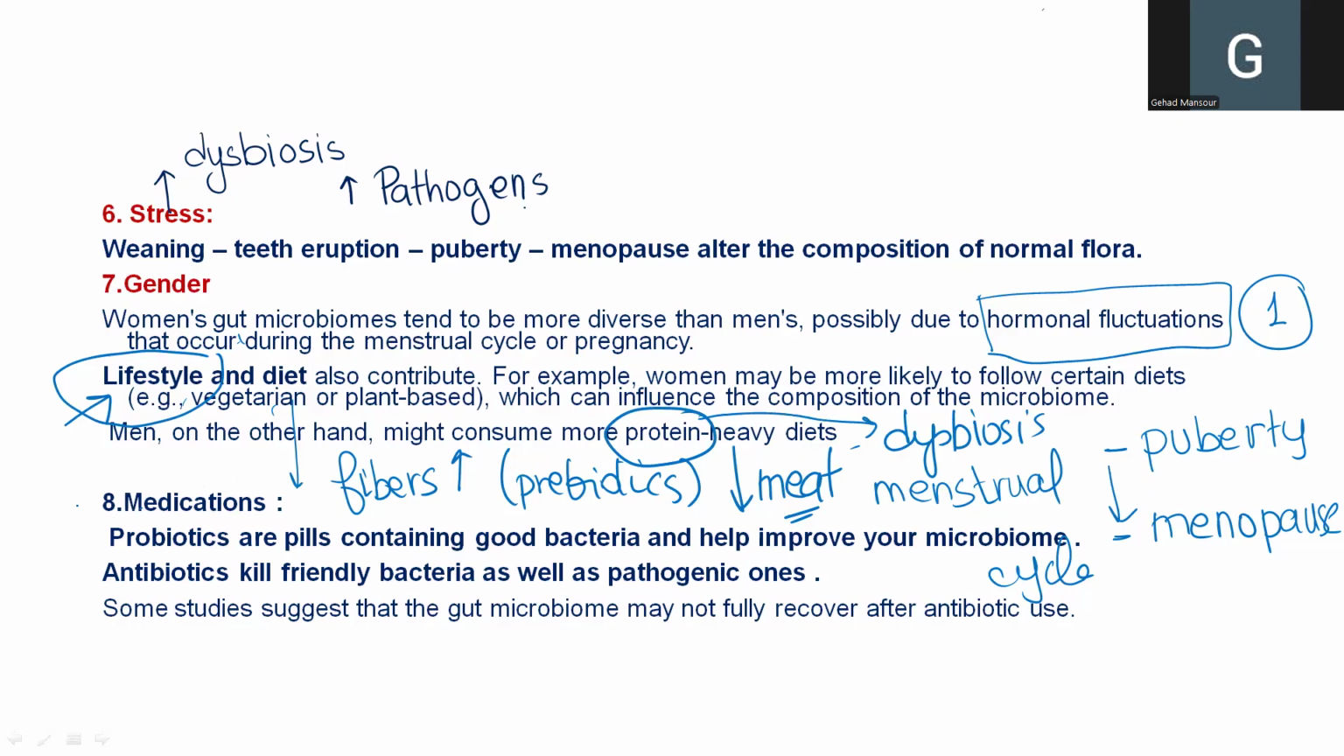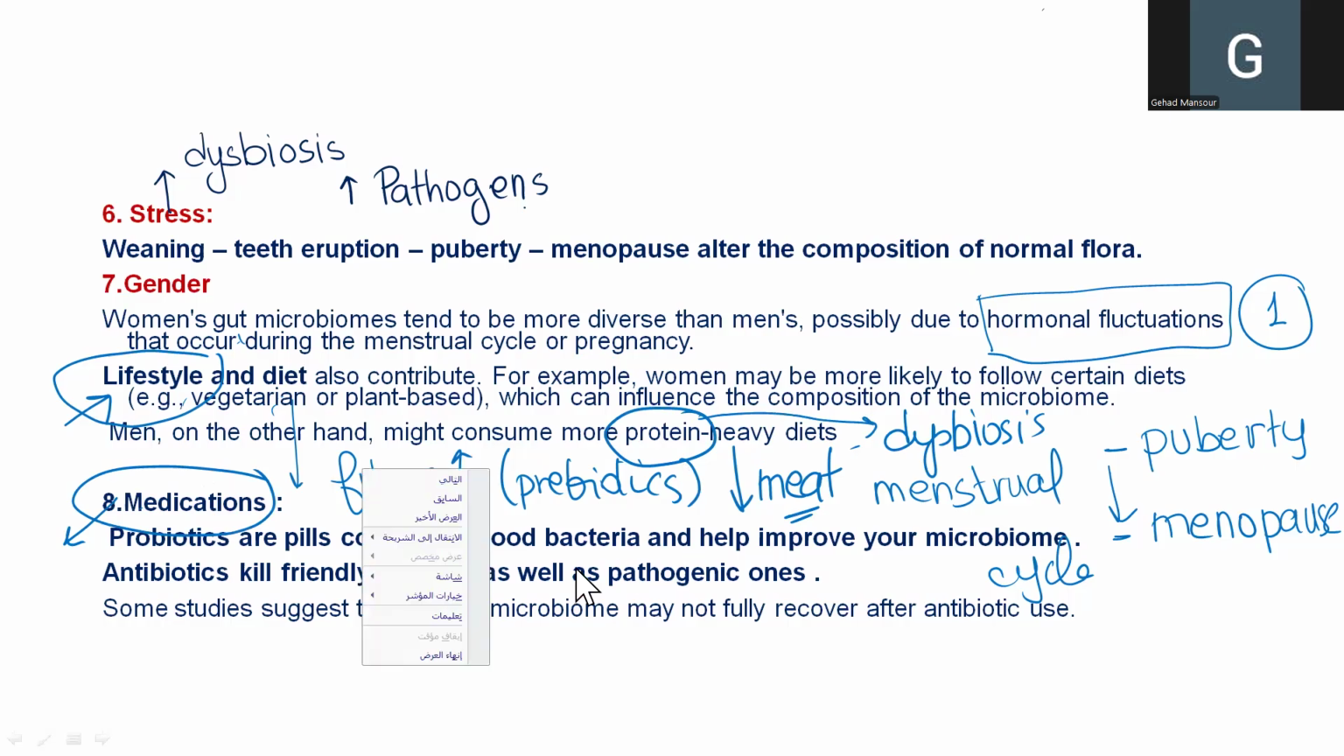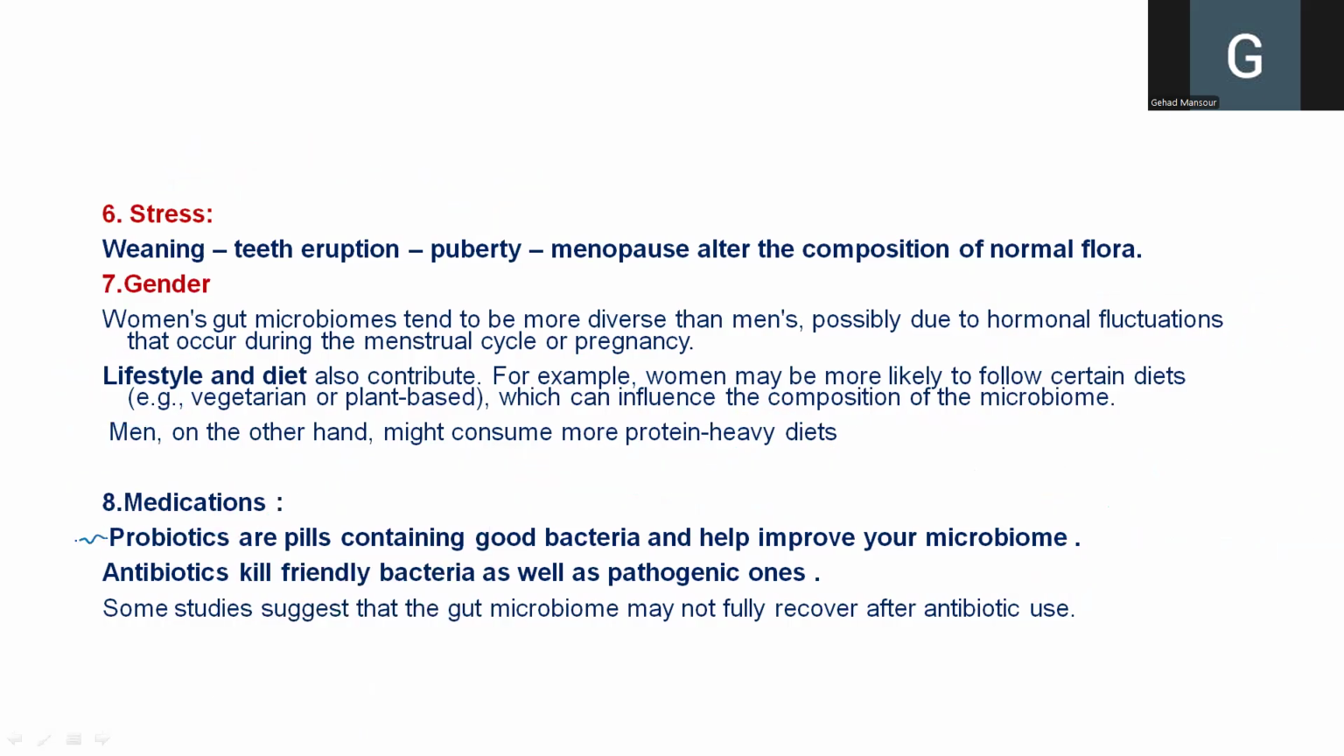The eighth factor is medication. So I might ask you about the effect of medications on the friendly flora. We have two examples of medications here. We have an example of a good medication, which is the probiotic. Actually, it's not a medication, it's a food supply. And this food supply is nothing but capsules, and these capsules are full of friendly flora inside. So when they go to your gut, they open and they release all the friendly flora.